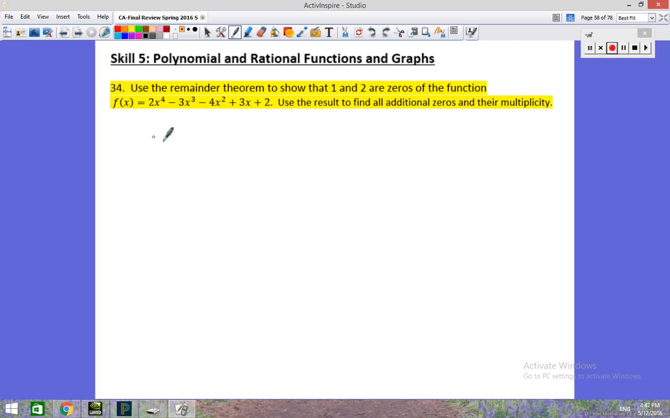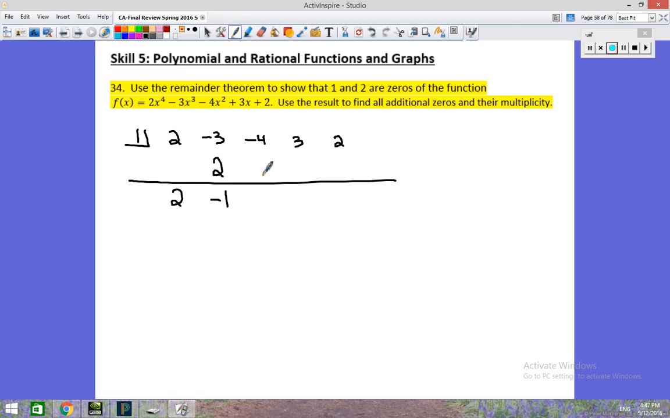Okay, now if 1 is a 0, if I do synthetic division, and let's hope that I did correct the typo and haven't compounded it, the 2 comes down, I multiply by 1, I add, I multiply by 1, I add, I multiply by 1, I add these together, I multiply by 1, and I did get a 0.